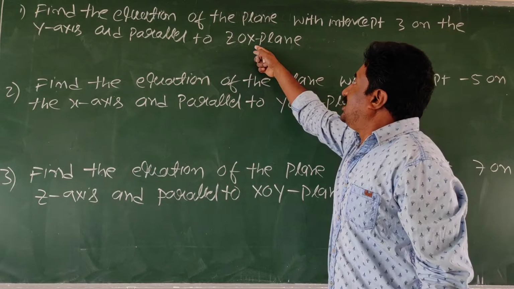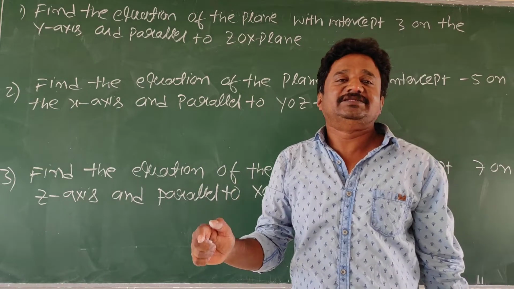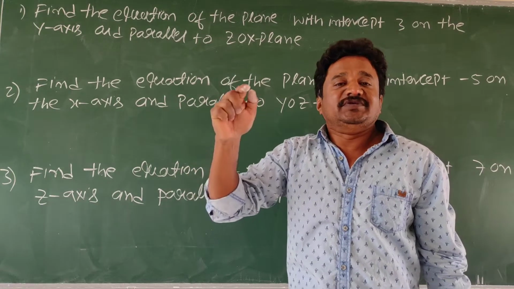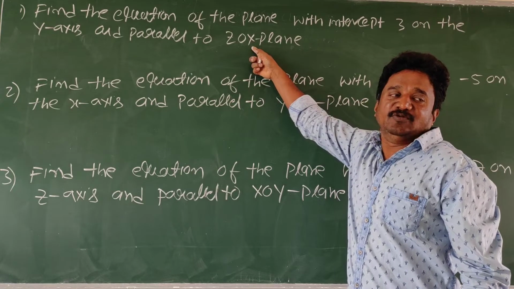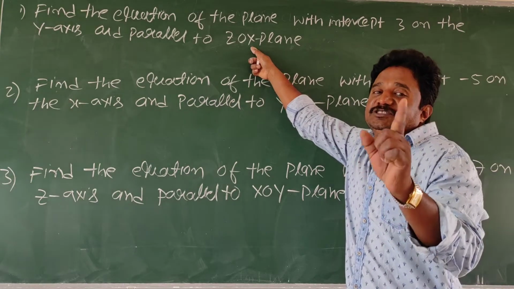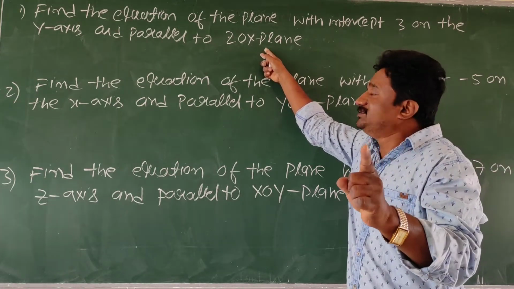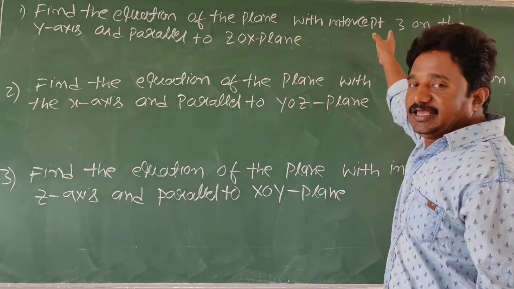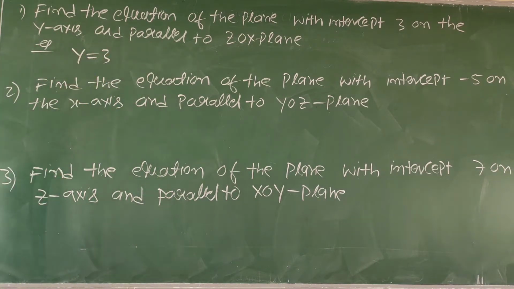And parallel to the ZOX plane. ZOX plane means the ZX plane. Tell me, the plane's equation which is parallel to the ZX plane is y is equal to k. Y value is given. How much is y? 3. So the answer is y is equal to 3.